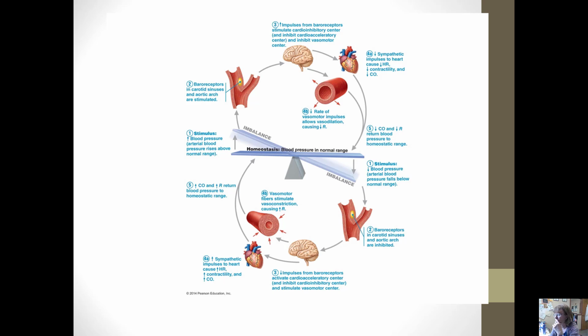The cardioinhibitory center will be inhibited and the vasomotor center will be stimulated, and so we will get an increase in heart rate, an increase in contractility, which increases our cardiac output. We'll get vasoconstriction happening, which will cause an increase in peripheral resistance, and both cardiac output and peripheral resistance will return the blood pressure back to normal range.